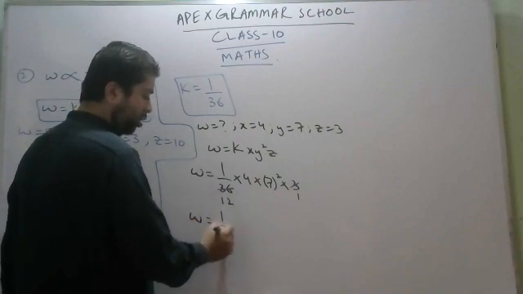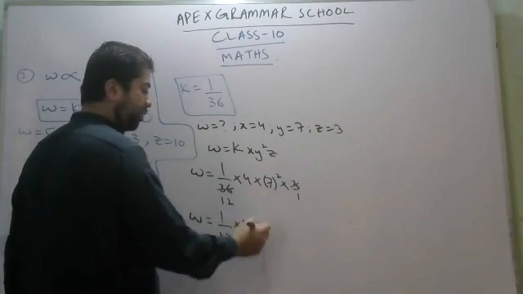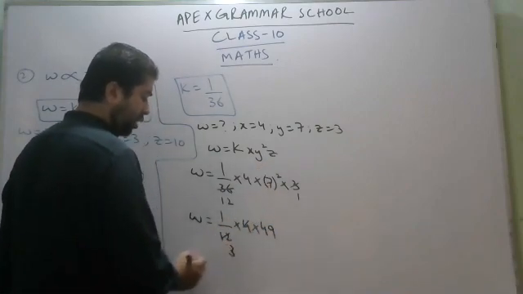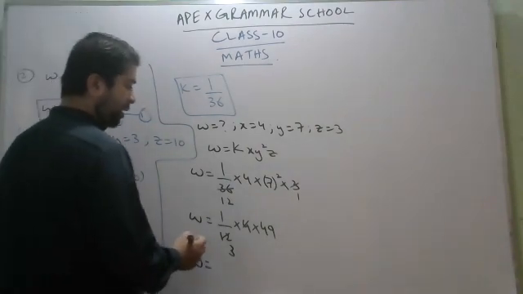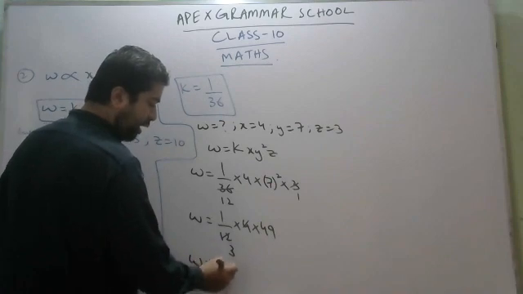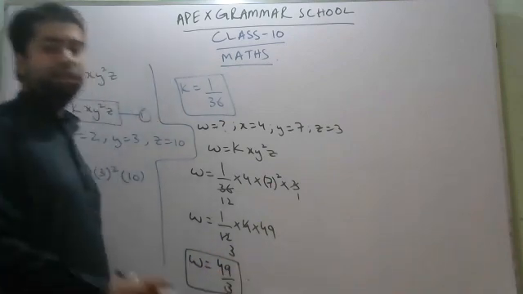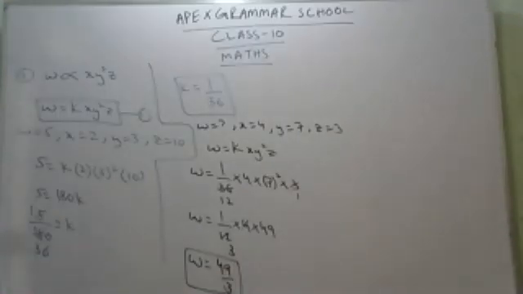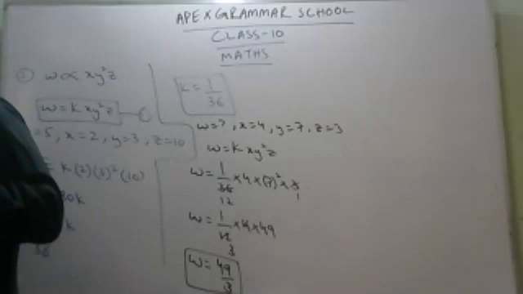W is equal to 1 over 12 multiplied by 4 multiplied by 7 square, that is 49. 4 ones are 4, 4 threes are 12. So you will have the value W is equal to 49 over 3. And that's it. Now this is the final answer, and these questions are simply a combination of directly proportional and inversely proportional.